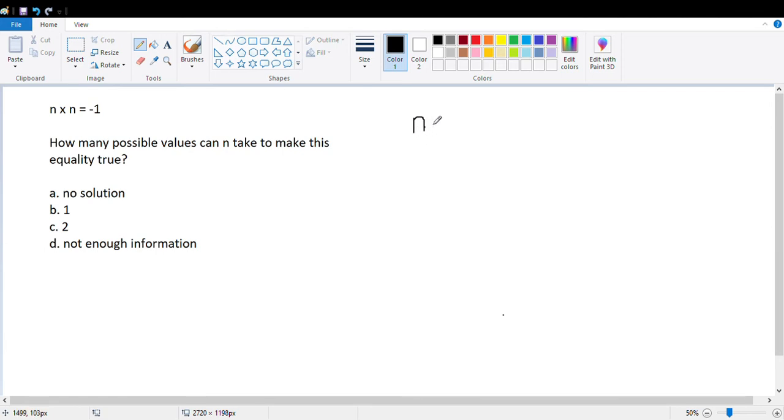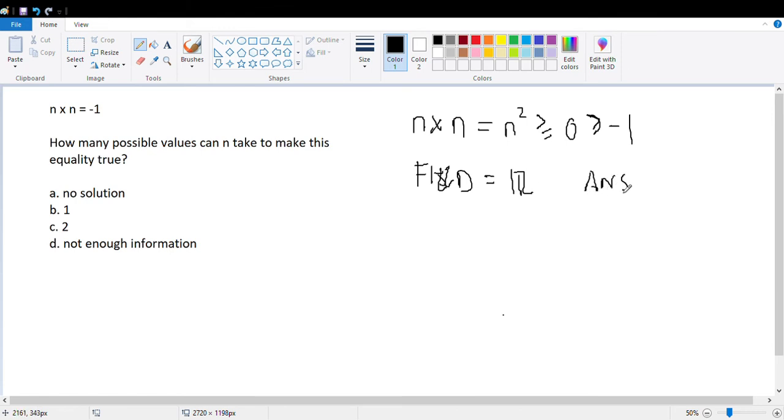So obviously if you have n times n, that's the same as n squared. And in the real numbers, we know that any number squared is always non-negative. It's always going to be greater than or equal to 0. And obviously it's also going to be greater than -1, and therefore there is no solution. There's no real number that I can square and get -1 because all of them are greater than or equal to 0. So if my field is the real numbers, then obviously we have no solution. The answer is A. But we didn't specify the field, and that's why there's not enough information.